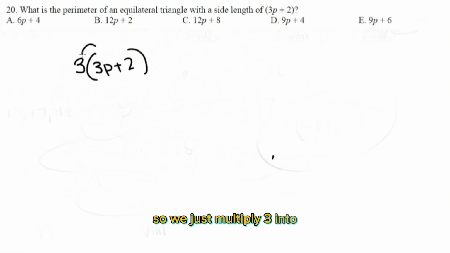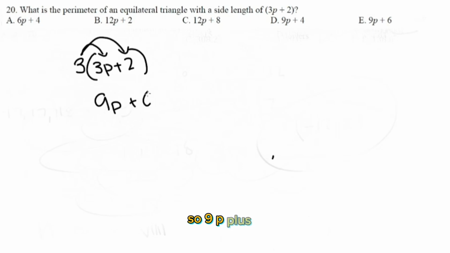Next, what is the perimeter of an equilateral triangle with a side length of 3p plus 2? Alright, since this is an equilateral triangle, instead of adding up each of the individual side lengths, we can just multiply by 3 sides, because it's an equilateral triangle, meaning each of the 3 sides are equal. So that's just 3 times (3p plus 2) to find the perimeter. We multiply 3 into each of these, which is 3 times 3p, that's 9p, and then 3 times 2, which is 6, so 9p plus 6, and that's your answer.